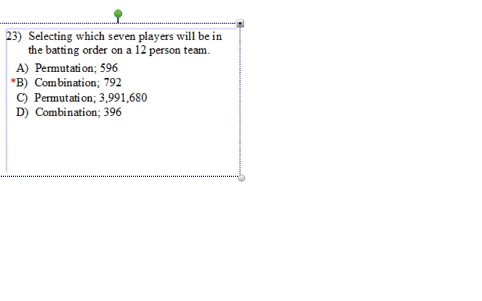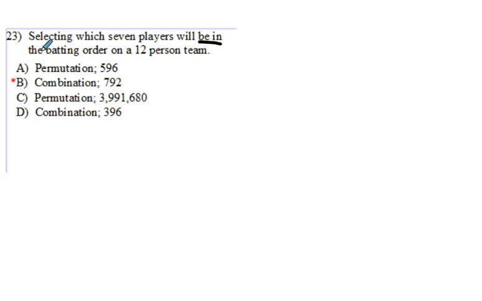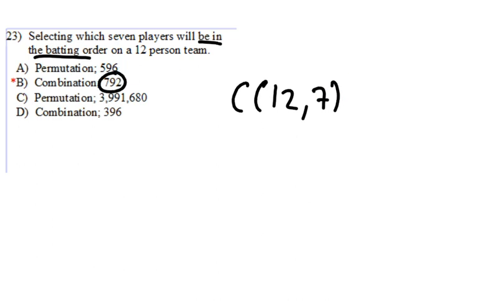23. This one says selecting which 7 players will be in the batting order on a 12-person team. They didn't say that the batting order was important, just being in the batting order is important. So this is a combination. So it's from 12, you need to pick 7. And when you type that in your calculator, you're going to get 792.